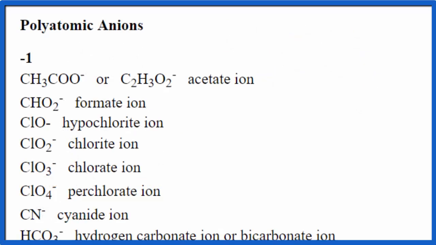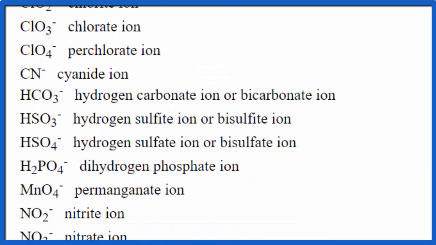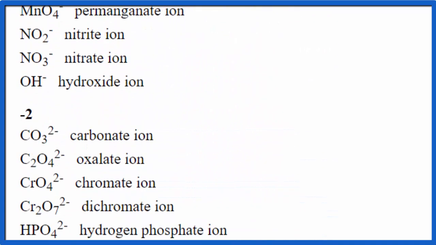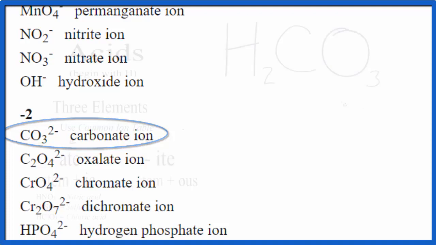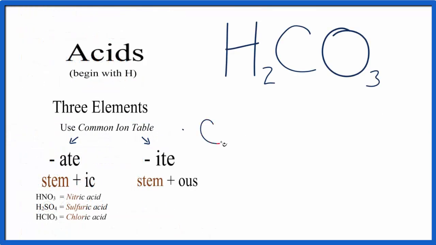As we scroll down the table, we see the -1 polyatomic ions, then -2, and we're looking for CO3 2-, and it's right there. So it's the carbonate ion. We need to remember that. So we'll take carbonate and go back to our flowchart and write carbonate.